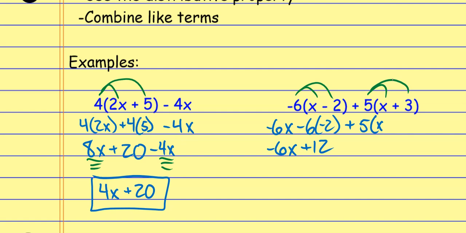So now I'm going to do the 5 times the x. And here I want to do the 5 times the 3. That's my distributive property again. So that's a 5x plus 15. And now I look across and I combine like terms.